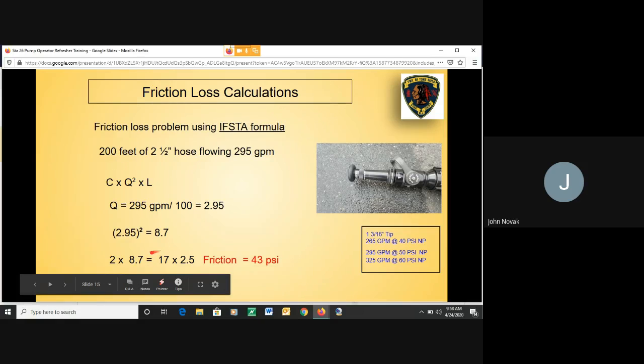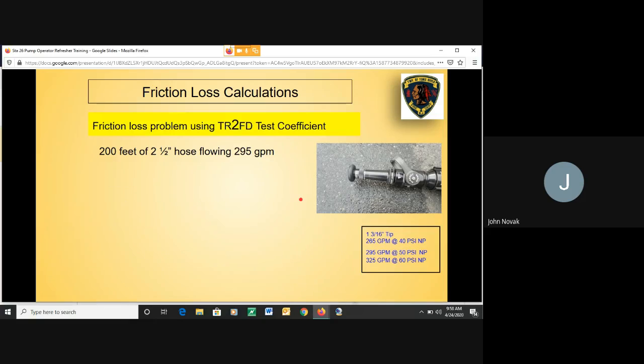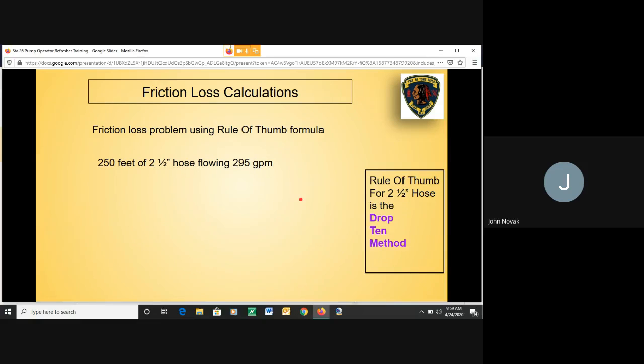Using the IFSTA formula with their coefficient of 2, we would come up with a friction loss of 43 psi. Using our friction loss coefficient, going down to using 1.5 instead of 2, we would come up with a friction loss of 32 psi for 250 feet of 2.5 inch of the pre-connect. And the rule of thumb, we used to teach the rule of thumb, we still teach the rule of thumb, which throws us off a little bit.